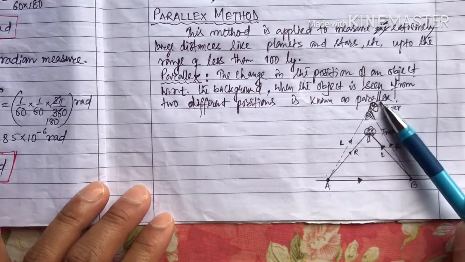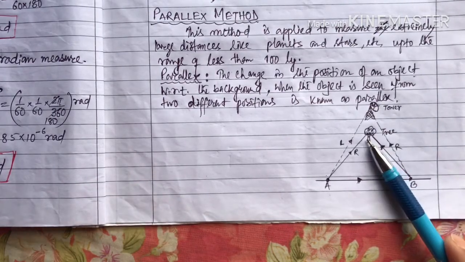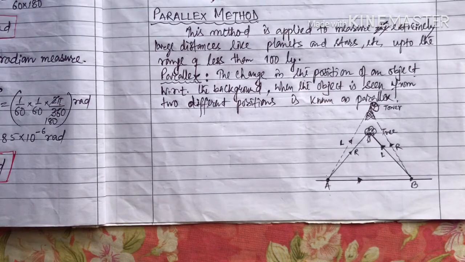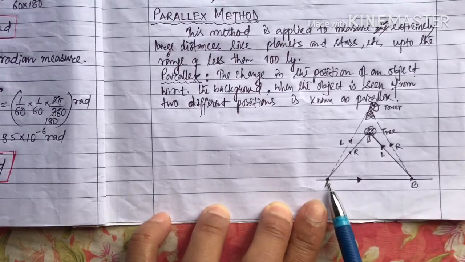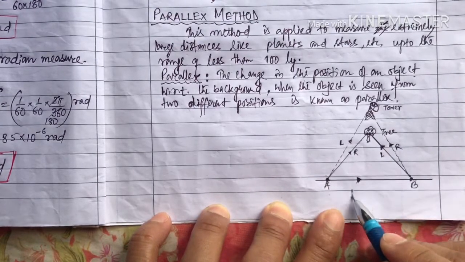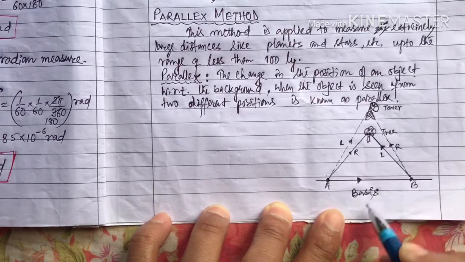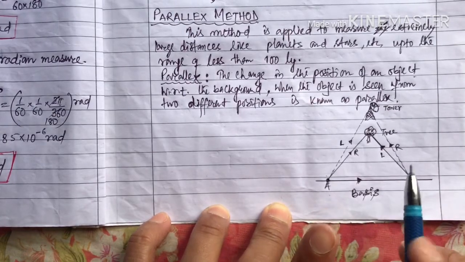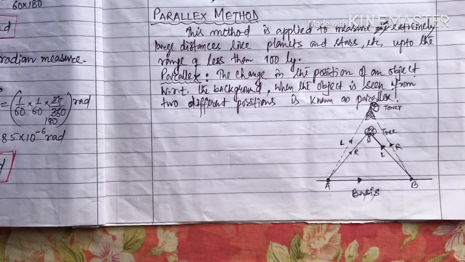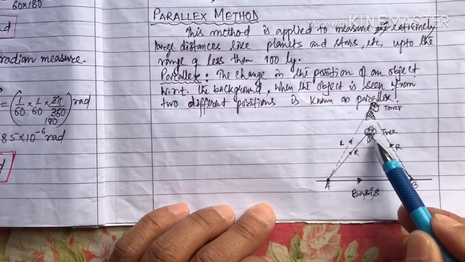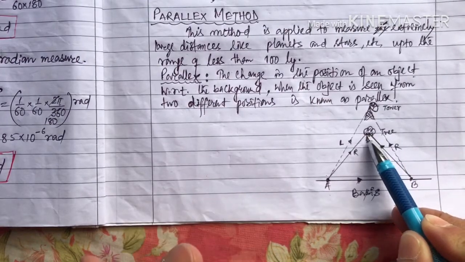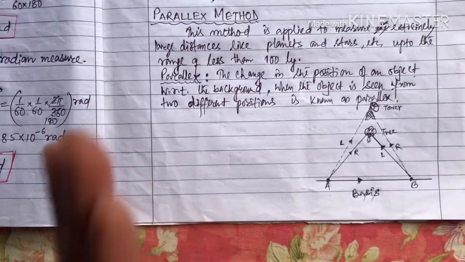Here the background is this tower. Now when it is observed from two different positions, this phenomenon is called the parallax method. Now one important thing here: these two points of observation, A and B, are called the basis. It's very important, basis. As in the case of our eyes, the distance between our eyes is called the basis. Here the tower is the background, and this tree is the object. This is what we call parallax.